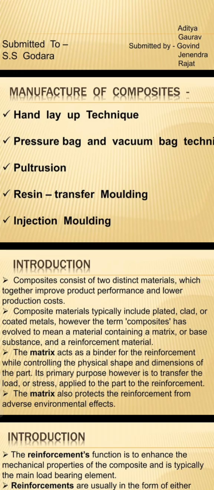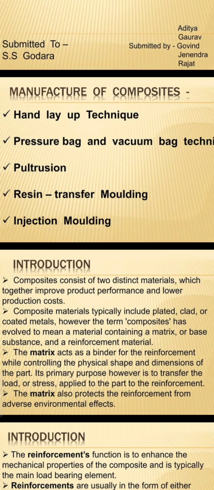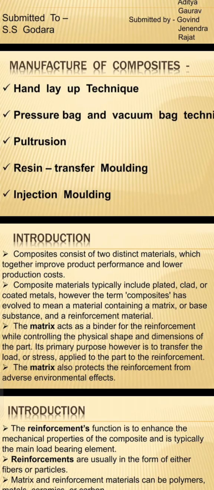The two types, the matrix and reinforcements, play a vital role in composite material manufacturing. The matrix acts as a binder for the reinforcement while controlling the physical shape and dimensions of the part. Its primary purpose is to transfer the load applied to the part to the reinforcement. The matrix protects the reinforcement from adverse environmental effects.